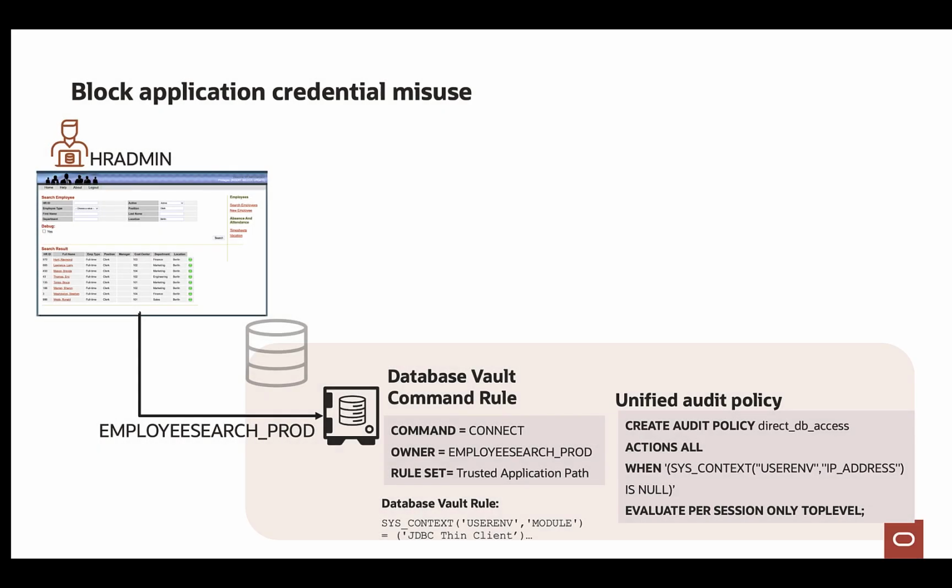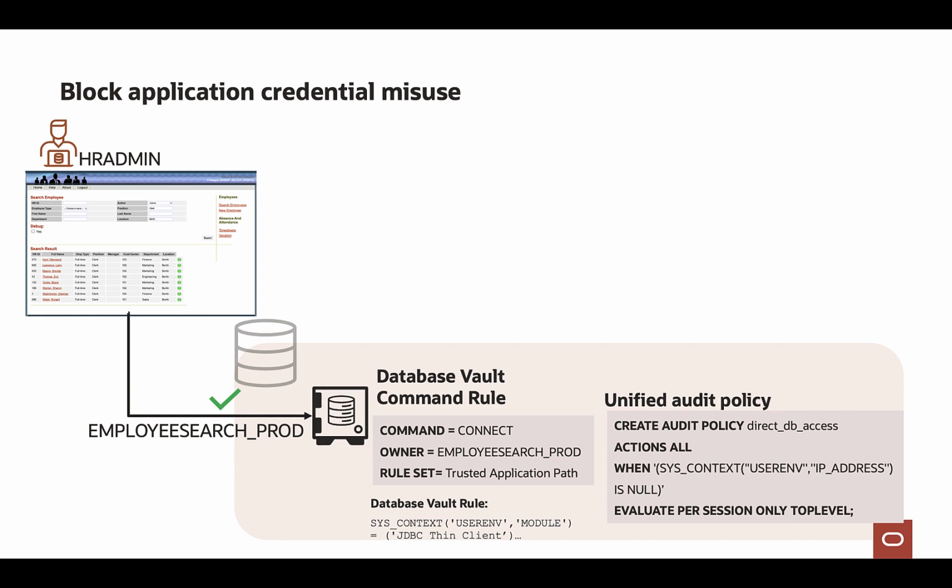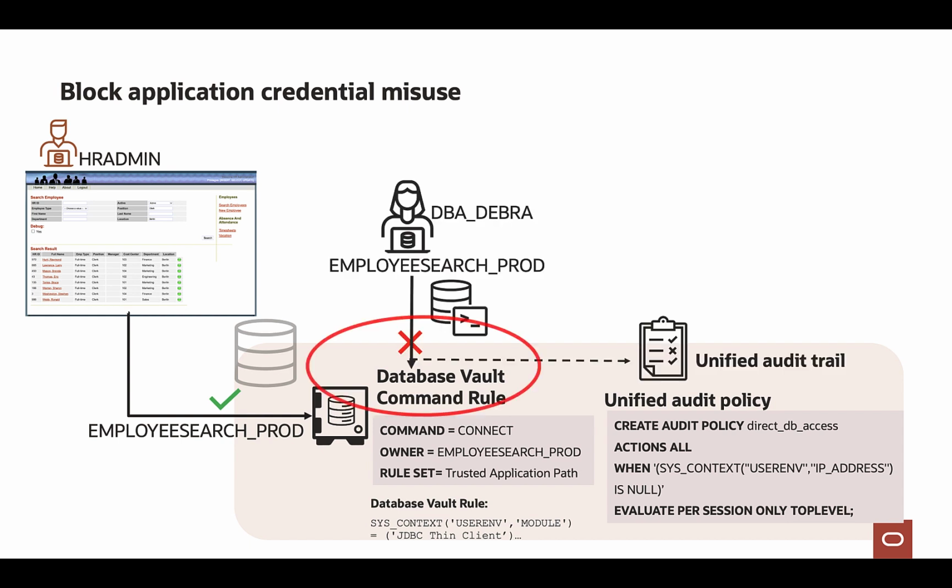To prevent the misuse of the Employee Search Prod application service account credentials, you have configured the Database Vault command rule to allow the connect command to be executed only from authorized sources or entry points for the user. A Unified Audit Policy is also created to track all top-level actions of anyone connecting to the database server directly, and this will help track login events also. With this protection in place, the database administrator accessing the database directly with the credentials of the service account will not be allowed to log in.